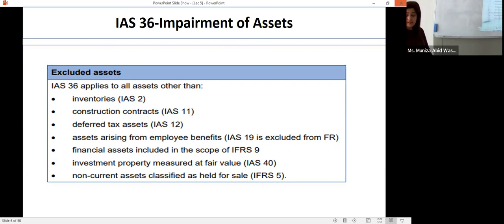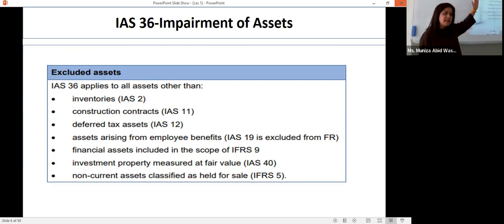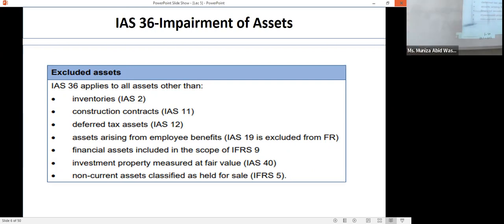And non-current assets classified as held for sale, IFRS 5, which we are going to discuss today. But these assets are also excluded from impairment. On these assets, on this list of assets, IAS 36 doesn't apply.